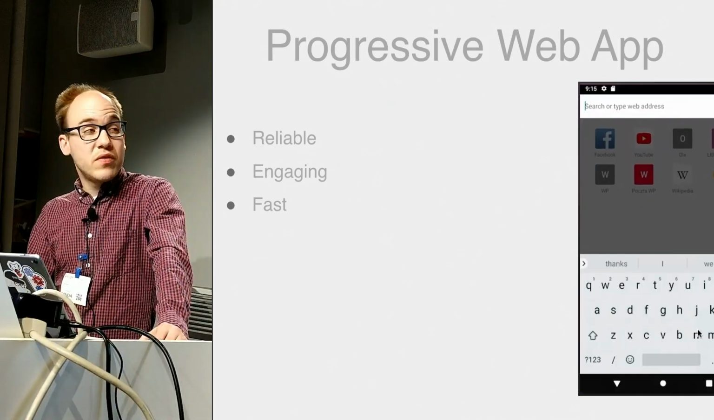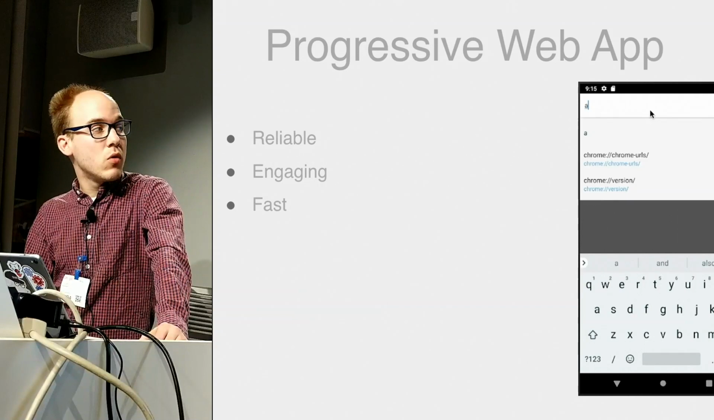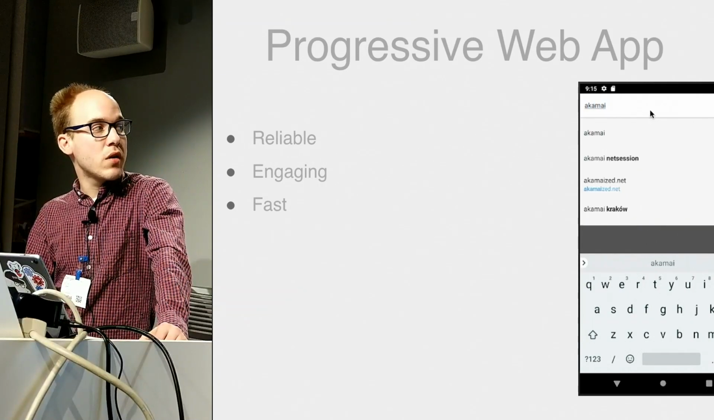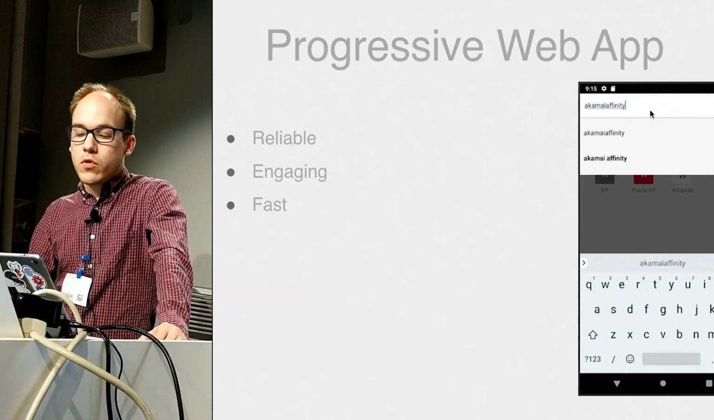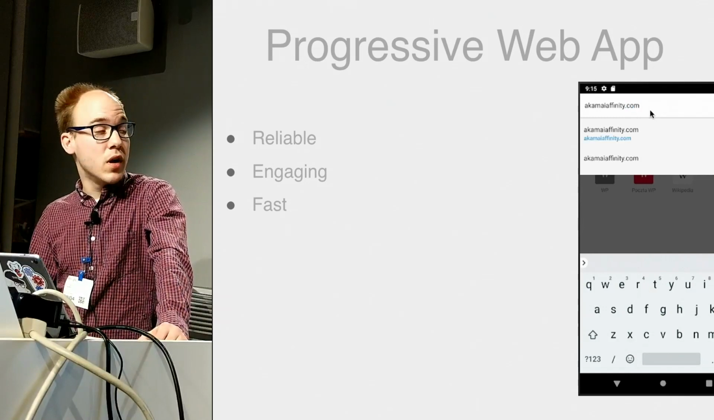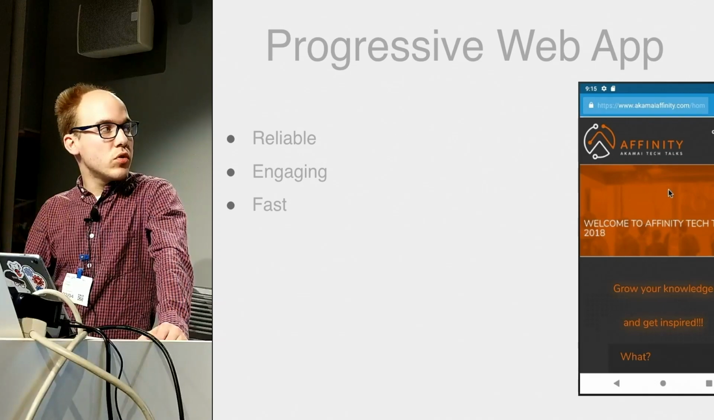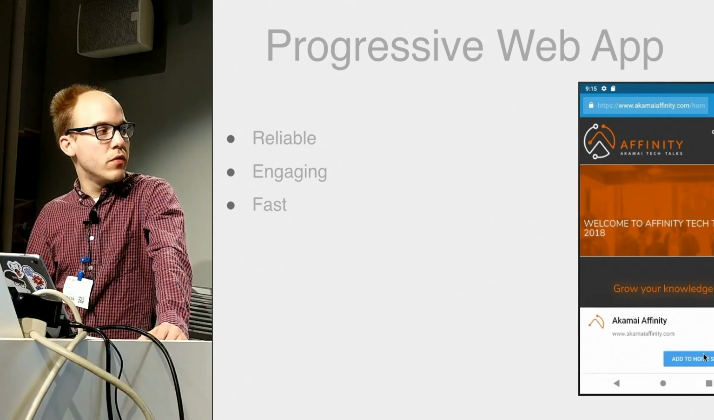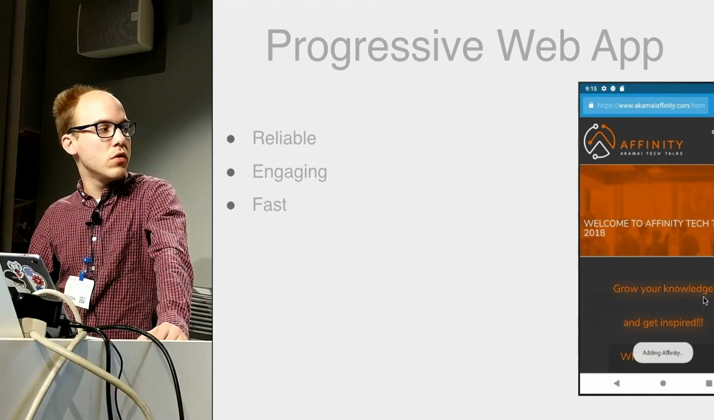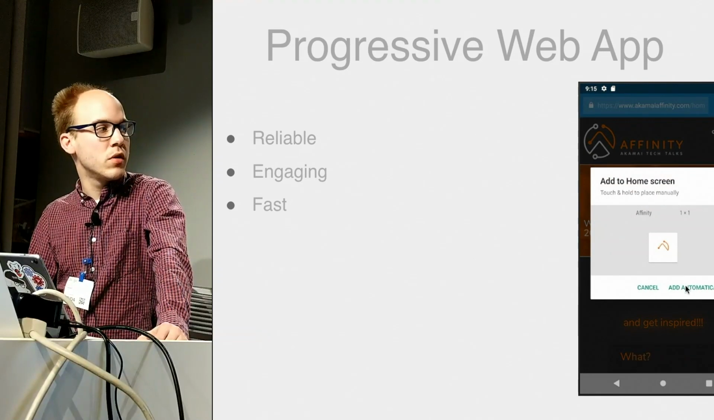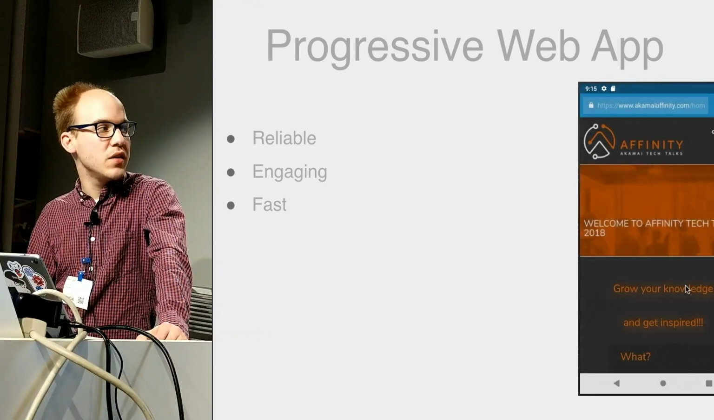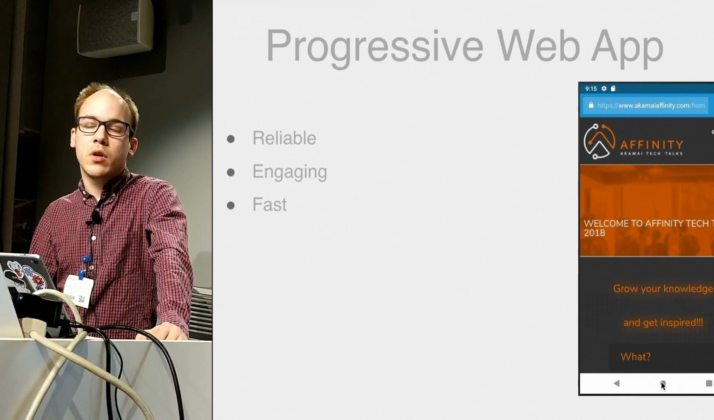This is the example of an application which we made in Akamai in Krakow for the conference which we were holding there. What is important here from the progressive web app point of view is it is working offline, so your customer can install it on their device. They can add it to the desktop.